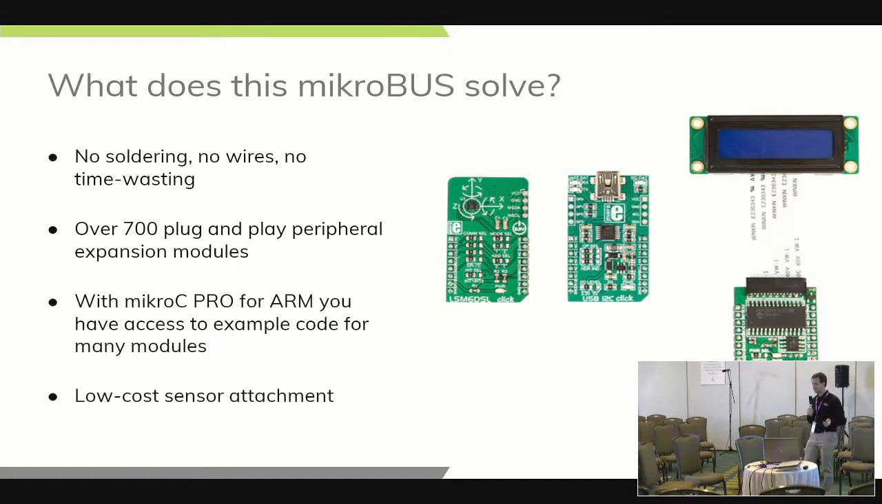Like I said, there are over 700 expansion modules currently available, which is an incredible amount of applications. And of course, there's the MikroC Pro for ARM. If you have an MCU that is compatible with this, I would highly recommend you take a look at that. In addition, there are low-cost sensors. There are some expensive ones depending on what you're looking at, like the high current ones, but for the most part, they're $10 to $20.